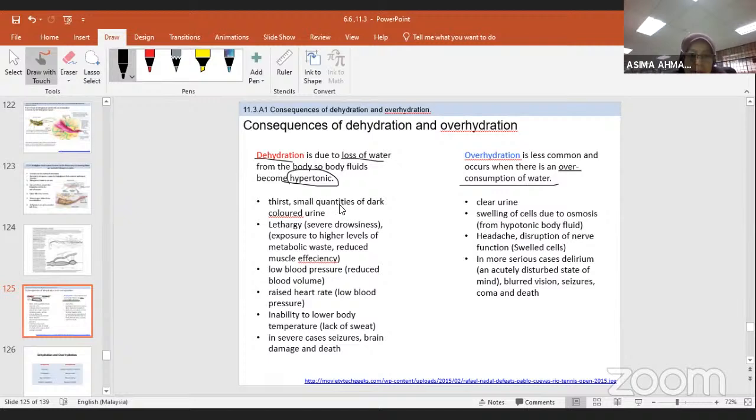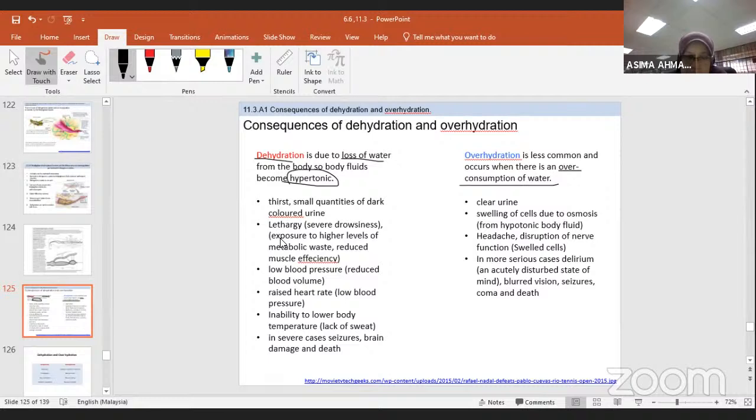So these are actually the consequences of dehydration. Thirst, small quantities of dark-colored urine. So if you notice your urine is in small quantity and dark-colored, that tells you that you actually have this dehydration problem, lack of water in your body. So tengok sendirilah, air kencing sendiri macam mana? Kalau sikit sangat, every time urinate sikit saja, and very concentrated, dark coloured, that tells you you are being dehydrated.